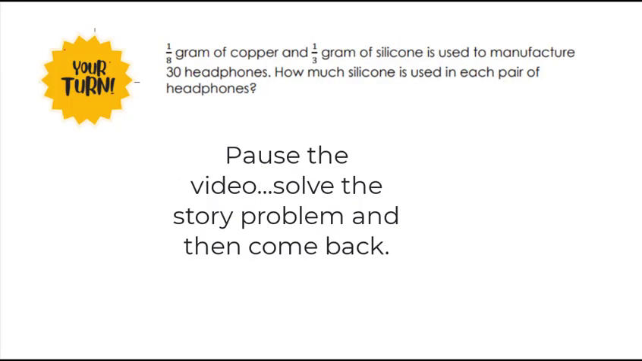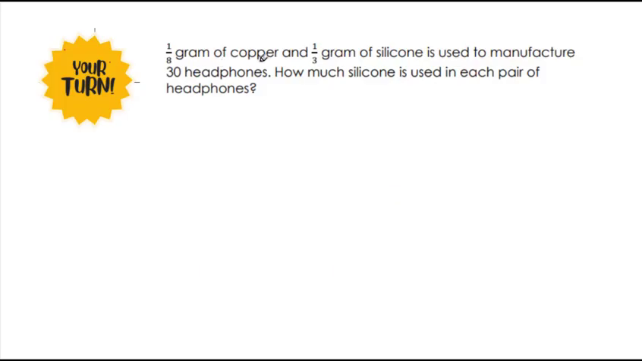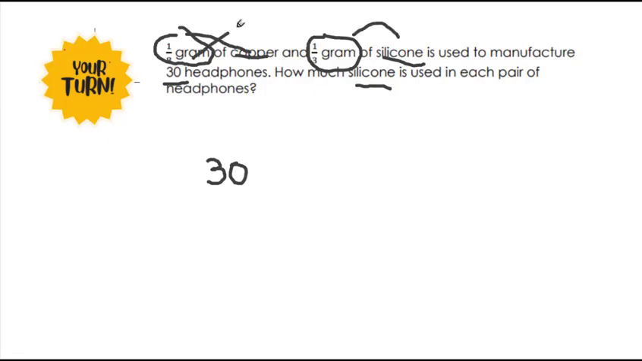Let's read this one together. 1/8 gram of copper and 1/3 gram of silicone is used to manufacture 30 headphones. So we have 1/8 gram of copper, 1/3 of a gram of silicone. How much silicone is used in each pair of headphones? So obviously, I need to know about the 30 headphones, and we're talking about the silicone. So we're not talking about copper, so cross that off. You don't need that information.